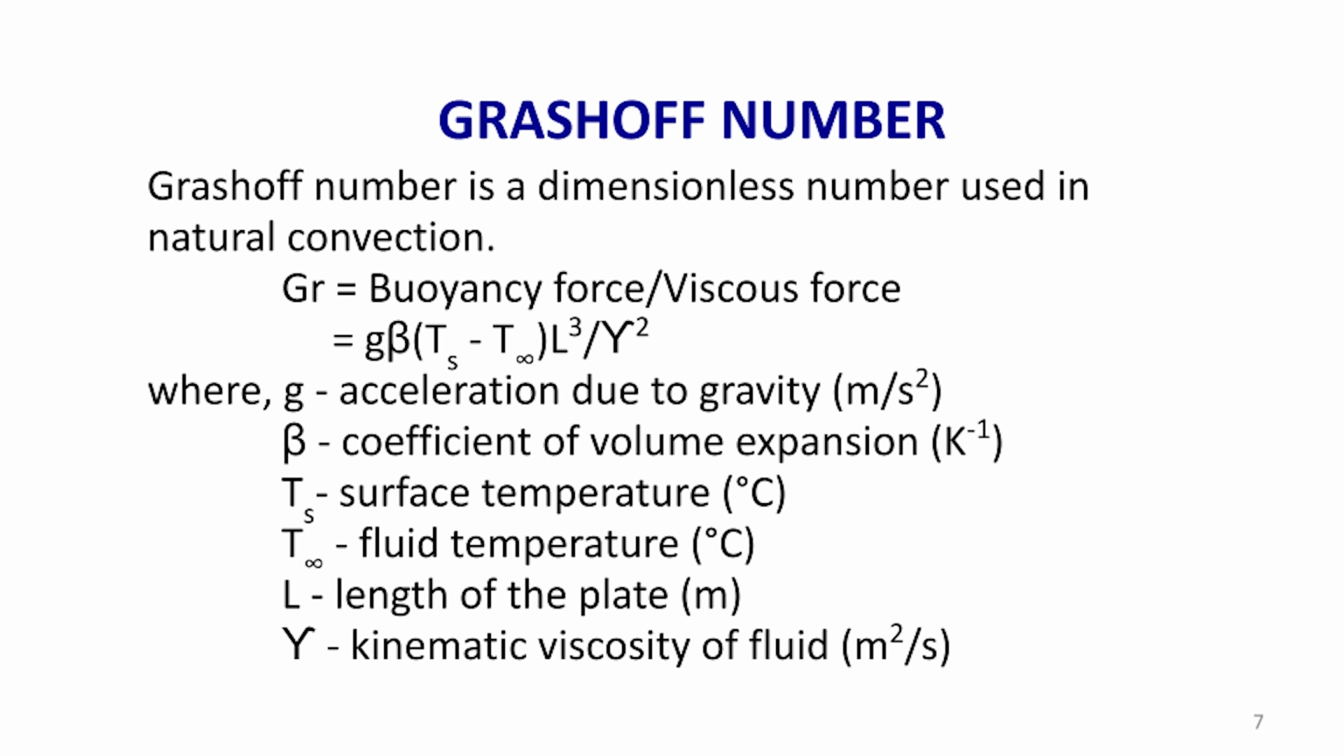Suppose if you want to find out the Reynolds number for a flow over a cylinder or sphere, here it will be velocity into diameter divided by kinematic viscosity, or density into velocity into length, instead of length you have to put diameter, of the pipe or tube, divided by dynamic viscosity.